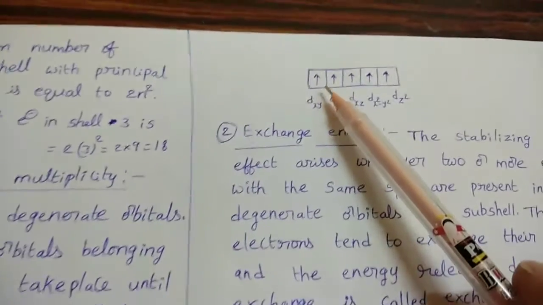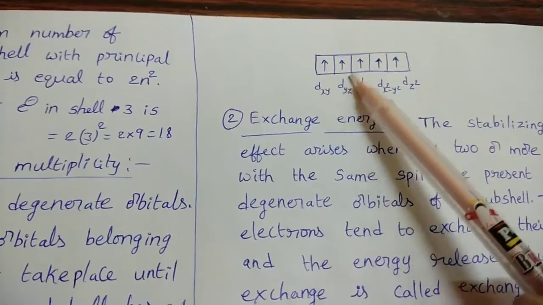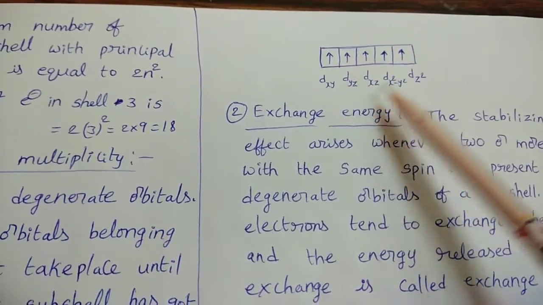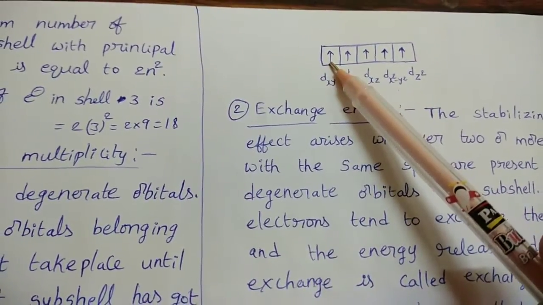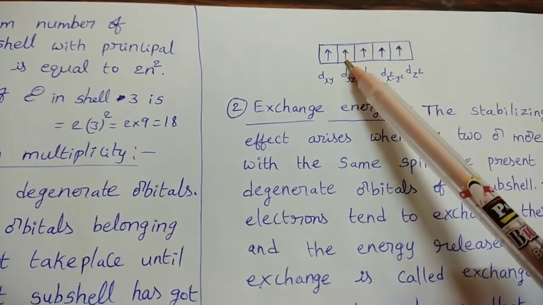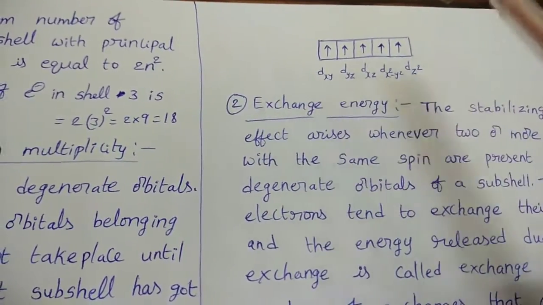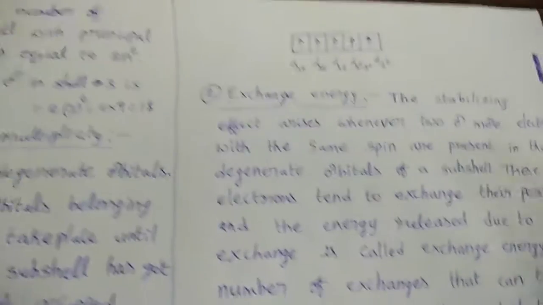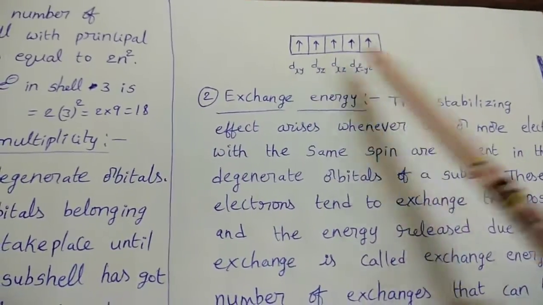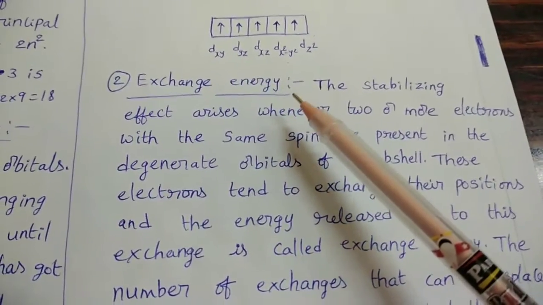Next, see this one. This is the d orbital. Each d orbital has one electron: dxy, dyz, dxz, dx square minus y square, dz square. So this electron can shield this electron to a very small extent. Shielding is less, which means they are strongly attracted by the nucleus. That's why their stability is more. This type of arrangement is called symmetrical distribution of electrons.